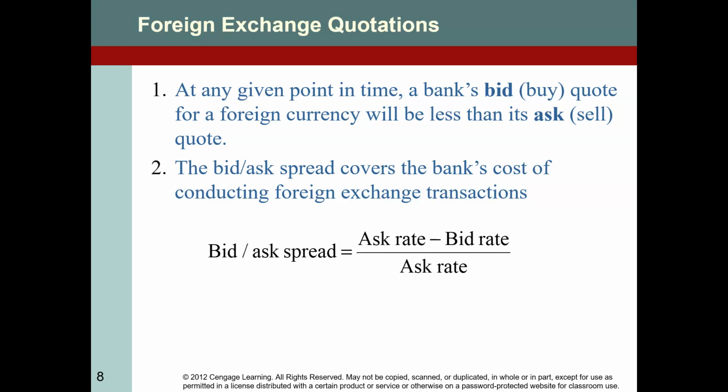So remember always, the buying price will be less than the selling price. This is what the bank can benefit from. So we use the higher ask price minus the lower bid price divided by the higher ask price. This is bid-ask spread. This is what the bank can benefit from to cover their foreign exchange transactions.